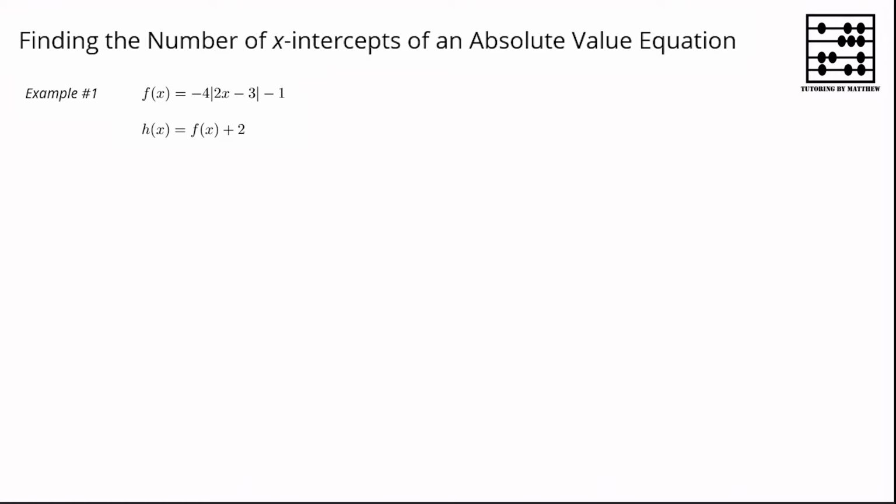Finding the number of x-intercepts of an absolute value function. For any absolute value equation, we know that it can cross the x-axis once, twice, or no times at all. Here's our original function, f of x.